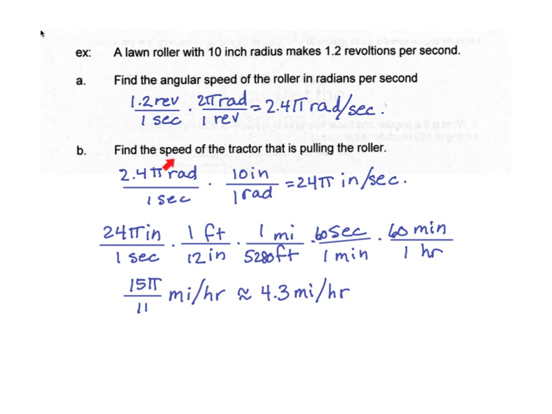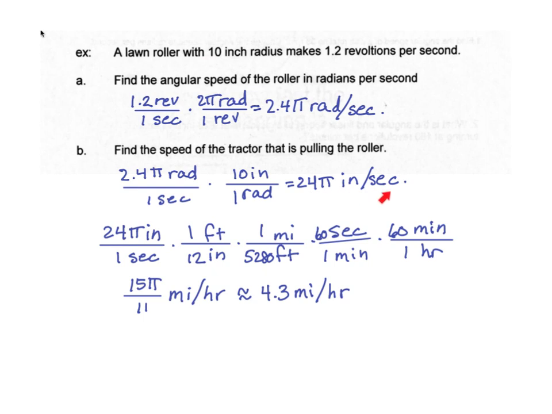So I need a unit per time. I have 2.4 pi radians per second. To convert radians to arc length, I know in 1 radian, I have 1 radius of arc length, and my radius is 10 inches. So multiplying across, I find that that's 24 pi inches per second.